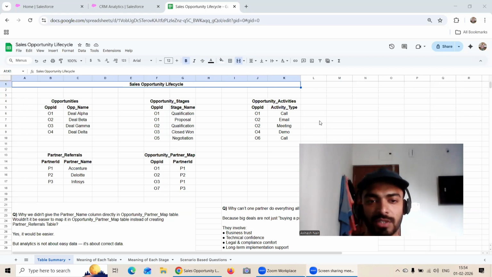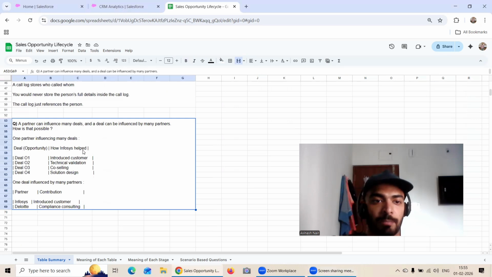The first question was, what is the relationship between that opportunity ID and the partner ID? Why is it needed? And there can be a question like why can't one particular partner do everything for a particular deal? That can be another question as well, right? Let's see. Okay.